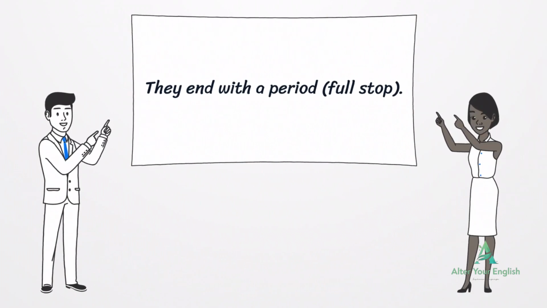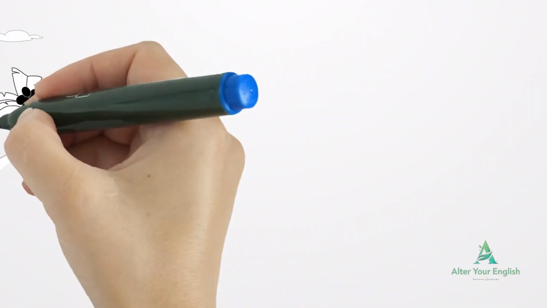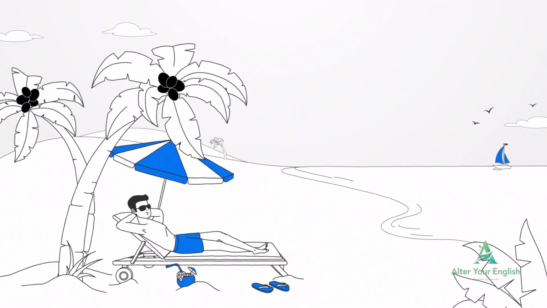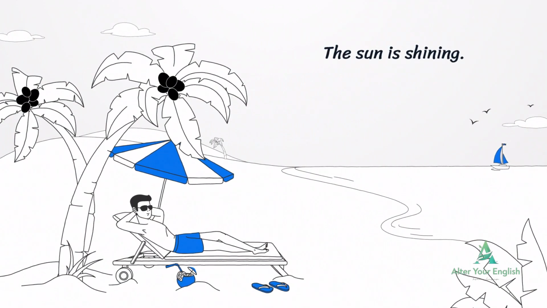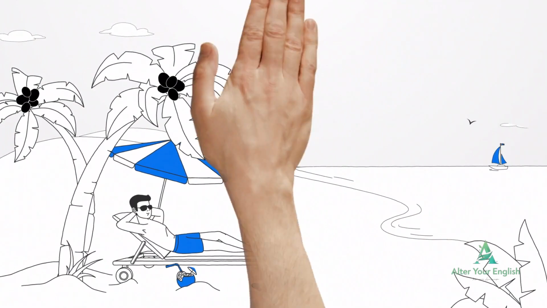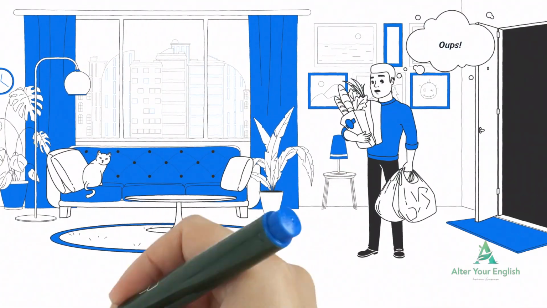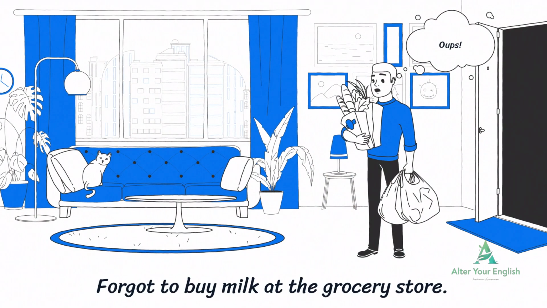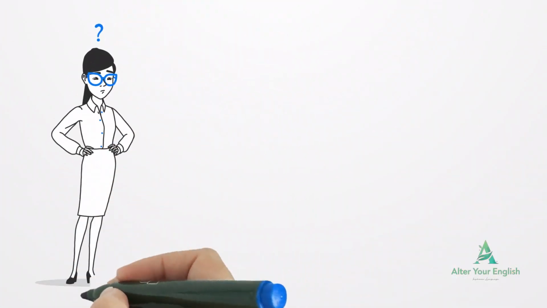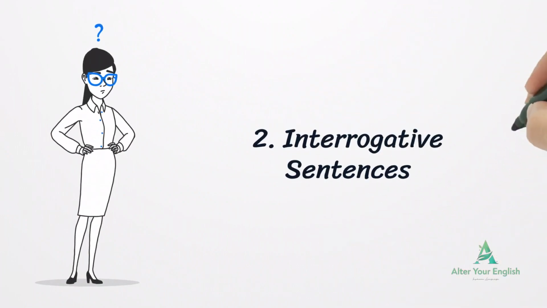Declarative sentences are by far the most common sentence type. The example of a declarative sentence: the sun is shining. Another example: I forgot to buy milk at the grocery store. But if you just use declarative sentences in your speech or writing, it will be boring or even flat if used exclusively.